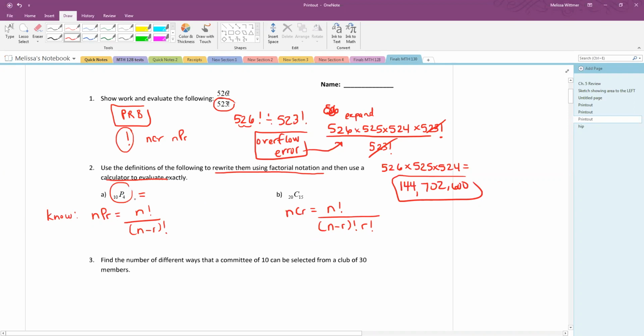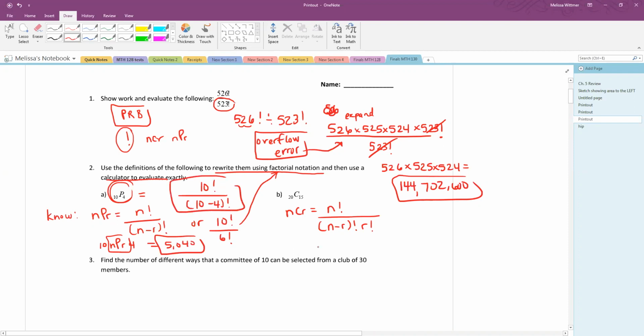So 10 permutation 4 is 10 factorial divided by 10 minus 4 factorial, or 10 factorial divided by 6 factorial. And then from there you can work it out like I did in the previous problem where you count down from 10 until you get to 6, or you can just type 10 NPR 4 using the NPR function in your calculator to solve this. But just note that on your test, having the answer doesn't give you full credit. You have to show the formula here.